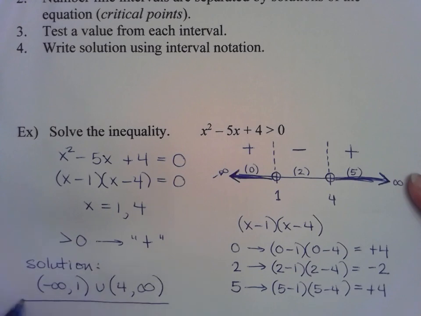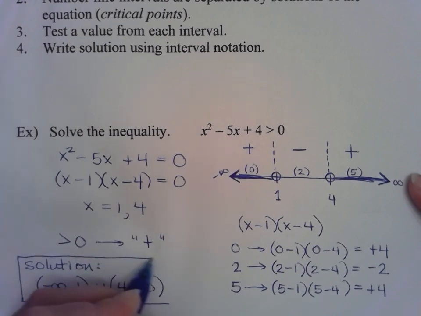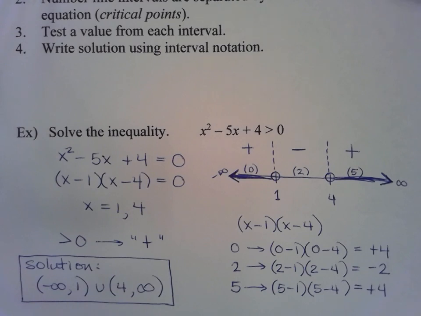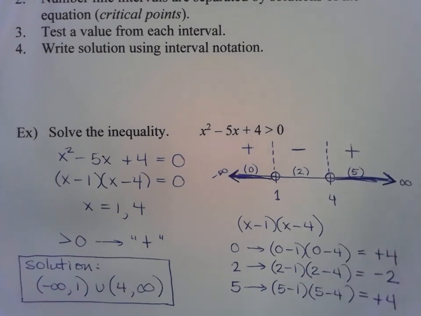Round parentheses again because we are not including the 1 or the 4. Okay, so that's giving you a good picture, I hope, of the two methods that you have to choose from, the graphing method and the number line method. I'm happy for you to use either one. Whatever appeals to you the most is totally fine. Okay, so let's try these out on some different problems now.